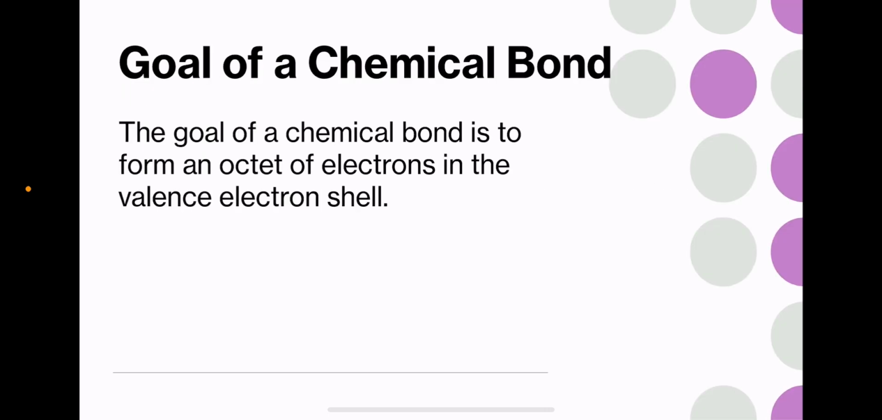The goal of a chemical bond is to form an octet of electrons in the valence electron shell. Forming an octet of electrons mimics the electron configuration of noble gases. Noble gases are incredibly stable and very unreactive, so by mimicking their outer electron shell, other elements can inherit these qualities as well.